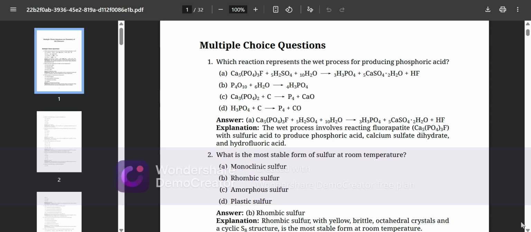Which reaction represents the Wet process for producing phosphoric acid? Ca5(PO4)3F + 5H2SO4 + 10H2O = 3H3PO4 + 5CaSO4·2H2O + HF. The wet process involves reacting fluorapatite Ca5(PO4)3F with sulfuric acid to produce phosphoric acid, calcium sulfate dihydrate, and hydrofluoric acid. What is the most stable form of sulfur at room temperature?